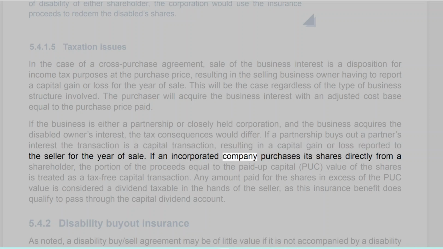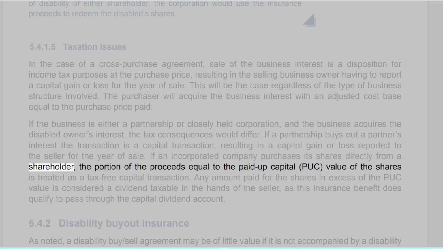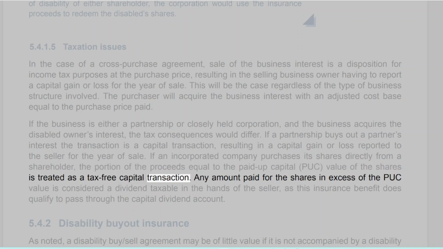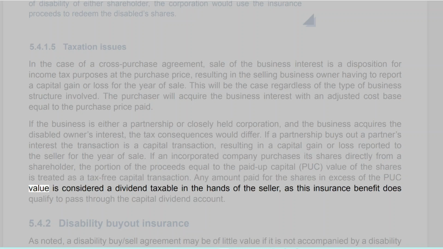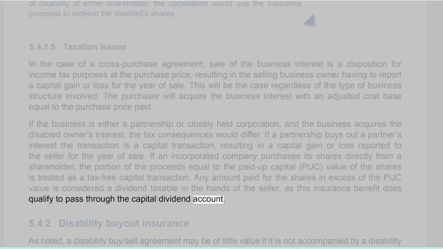If an incorporated company purchases its shares directly from a shareholder, the portion of the proceeds equal to the paid-up capital, PUC, value of the shares is treated as a tax-free capital transaction. Any amount paid for the shares in excess of the PUC value is considered a dividend taxable in the hands of the seller, as this insurance benefit does not qualify to pass through the capital dividend account.